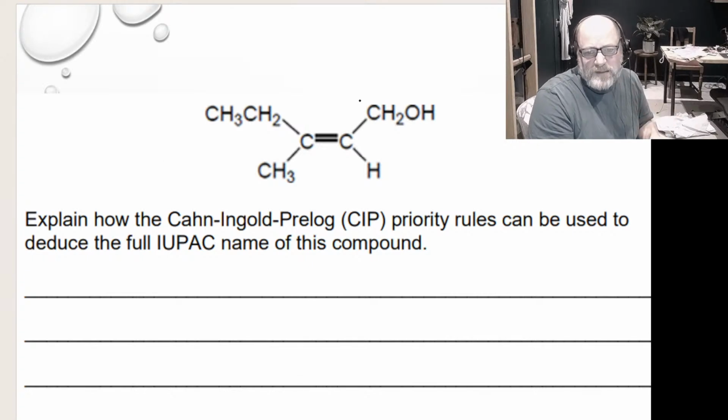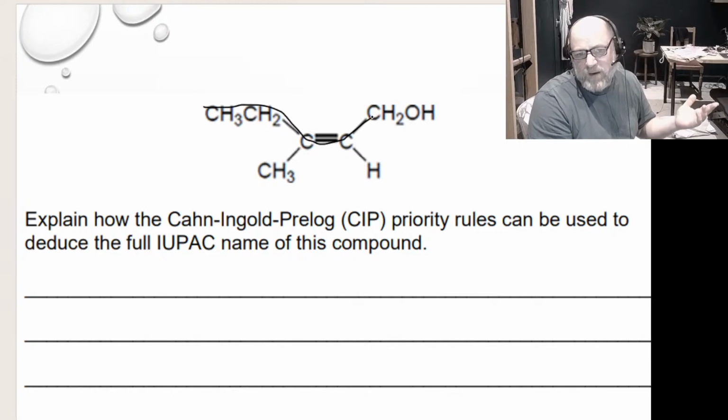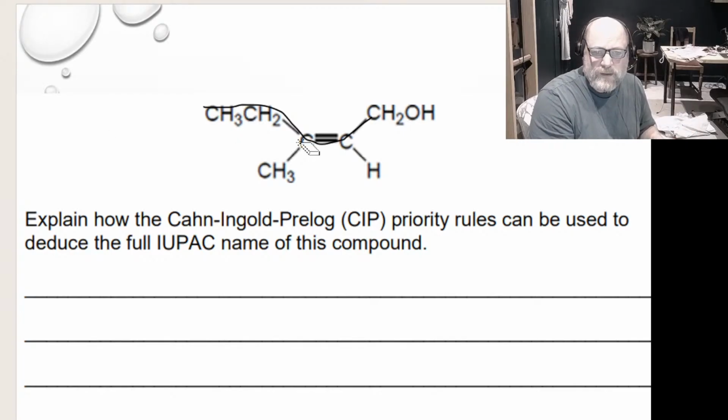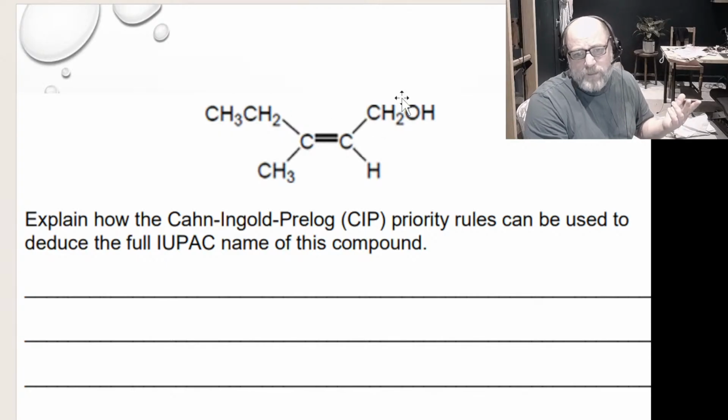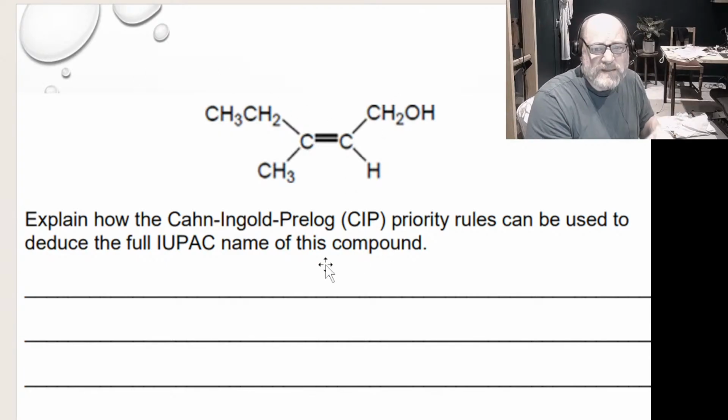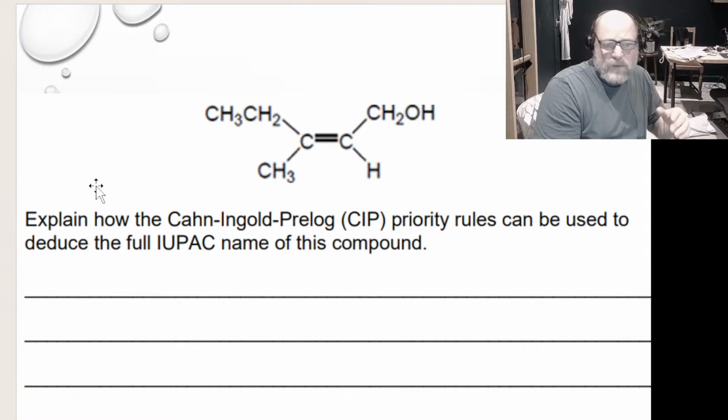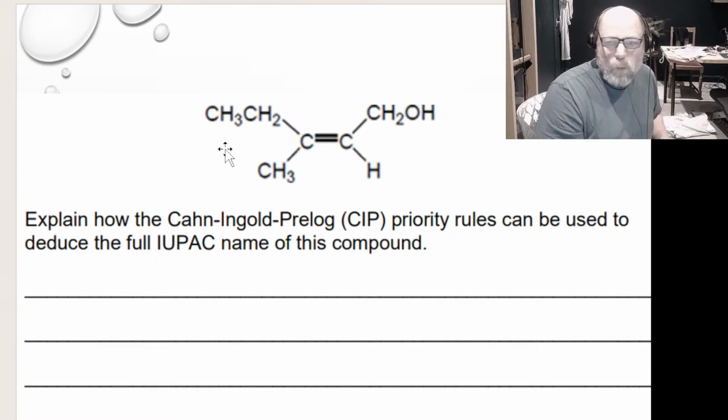So what I would say is, look, we're going to find the longest chain. So 1, 2, 3, 4. No, that's not the longest chain. 1, 2, 3, 4, 5, right? So the longest chain, 1, 2, 3, 4, 5, you're looking at pent. So at some point, you might want to say, hey, the longest carbon chain is 5, so it is pent. And that might get you a mark. What else do we need to say?